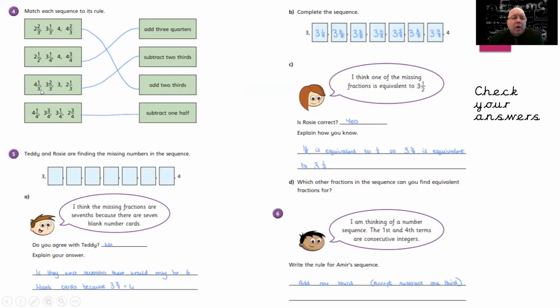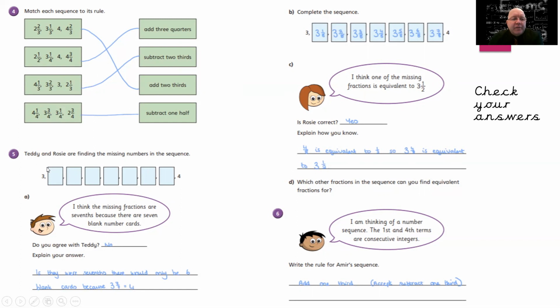3/4. The next one, 4 1/3, 3 2/3. So we're going down and we are subtracting 2/3. And finally, 4 1/4, 3 3/4, 3 1/4. Again, we're going down. So we're subtracting. And in this case, we are subtracting 1/2.